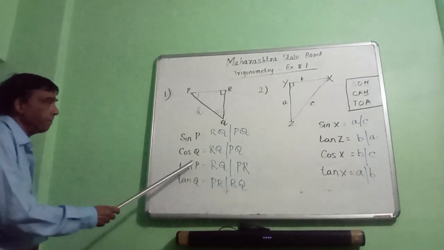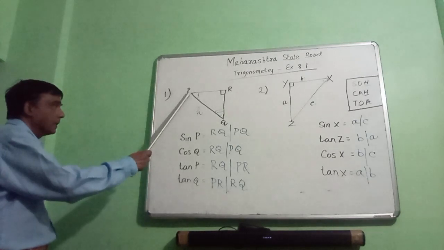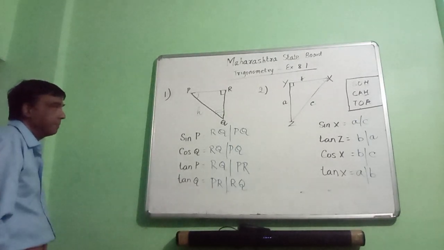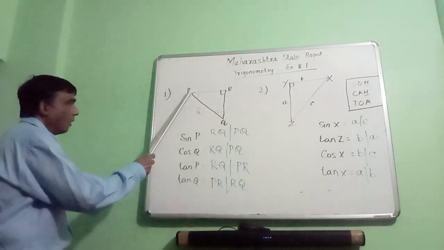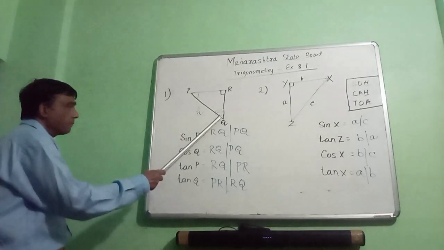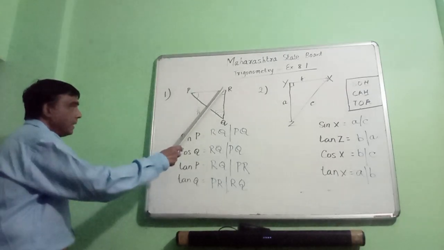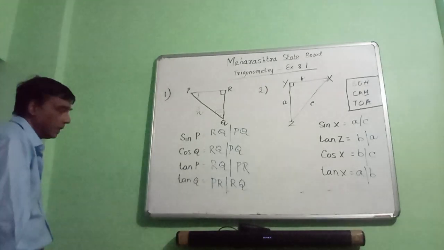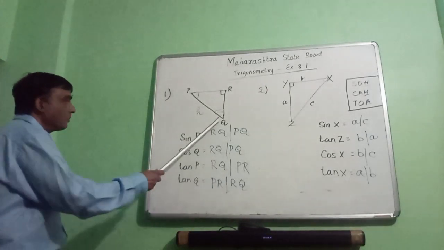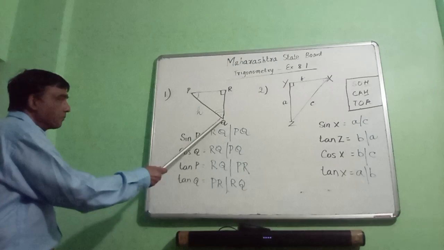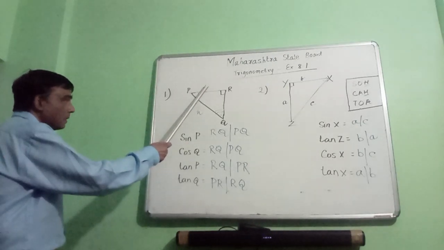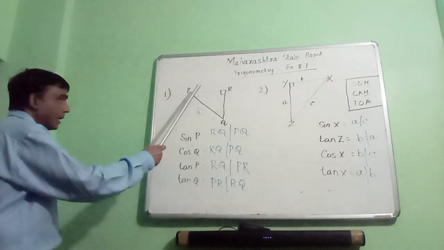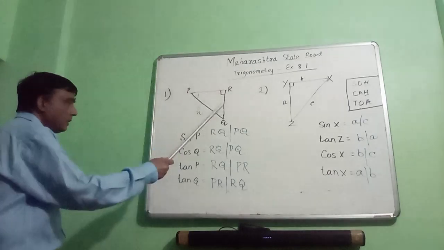Now tan of P. P is here. Tan means opposite divided by adjacent. So opposite is RQ and adjacent is PR. So tan P is RQ upon PR. Now tan of Q. Tan of Q is opposite divided by adjacent. That's PR upon RQ.